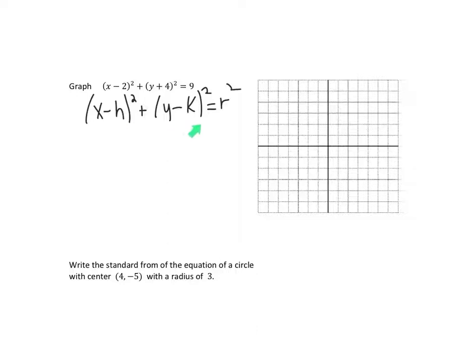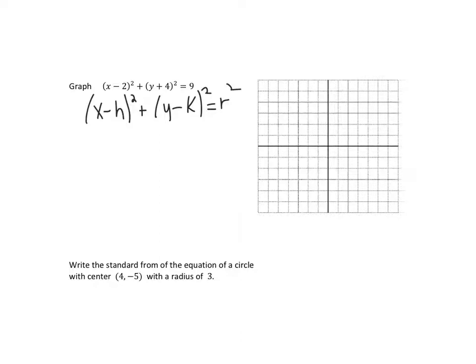So here's the formula we just developed on the other page: x minus h squared plus y minus k squared equals r squared. This is showing that r squared is equal to 9, so we will have 3 for the radius. And the center, remember, is (h, k).